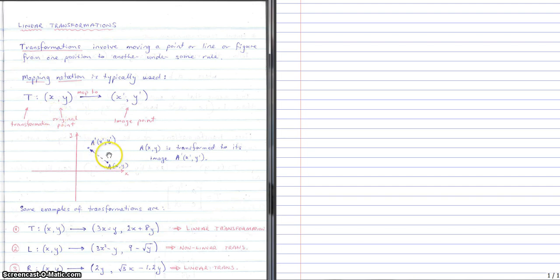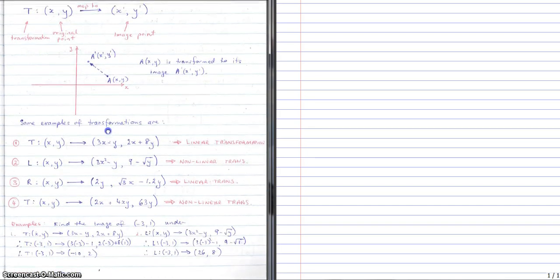For example, we've just got here a Cartesian plane. Here's our original point A, and it's being transformed to its image, x prime, y prime, or x dash, y dash, but we aren't given the rule. This is just what's happening. It's moving to a different position.